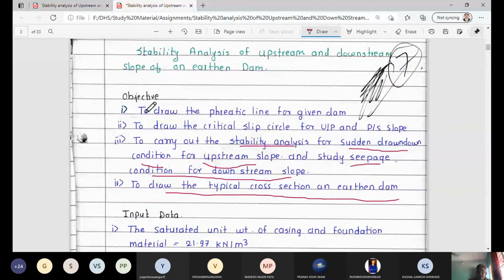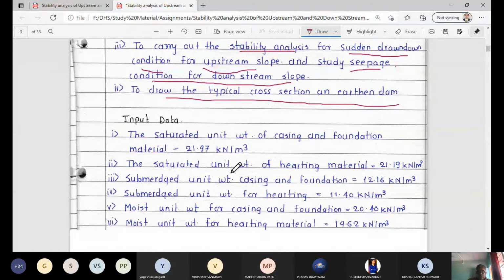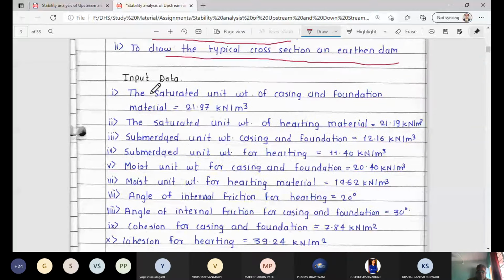First one is to draw the phreatic line. I am repeating this. Second, to draw the critical slip circle, that is the failure analysis for the upstream and downstream slope. The third objective is to carry out the stability analysis for the sudden drawdown condition for the upstream slope and the steady seepage condition for the downstream slope. And the fourth one is to draw the typical cross section of an earthen dam. So you have to note down the input data that may be required.